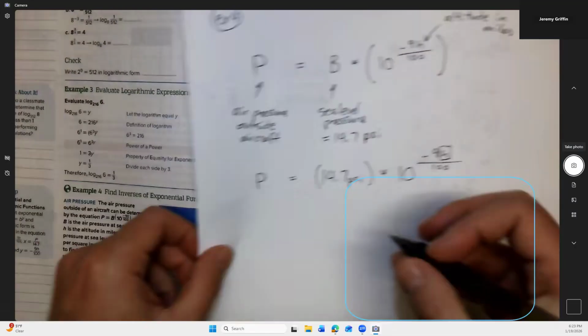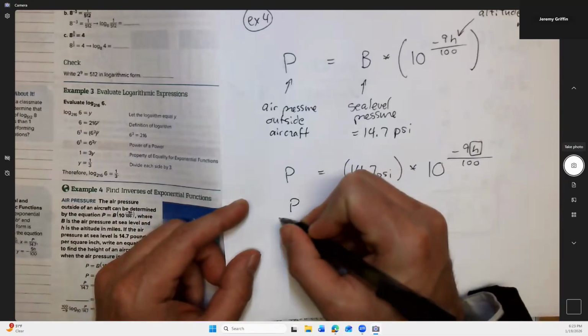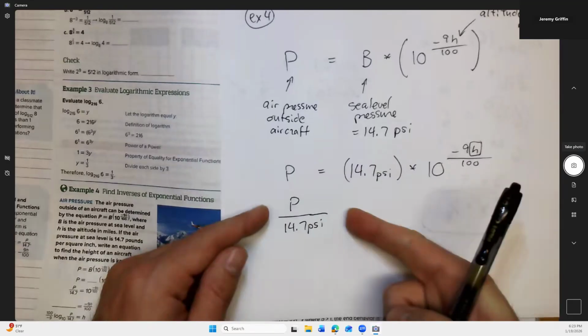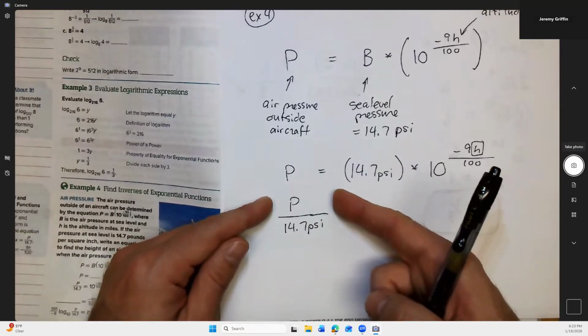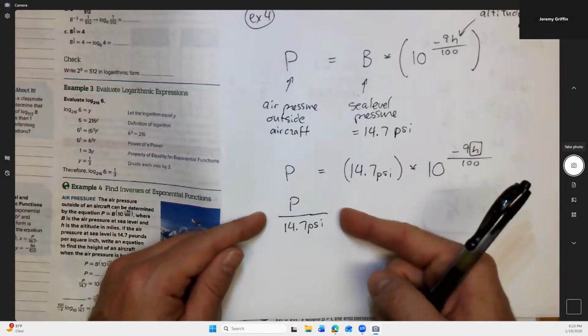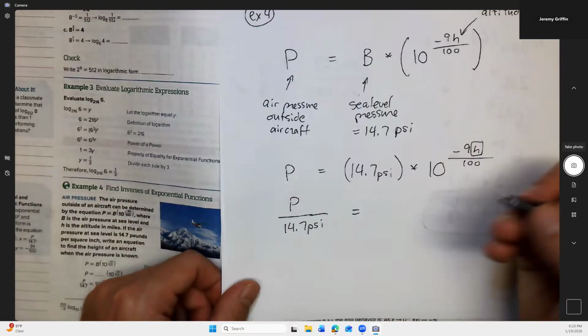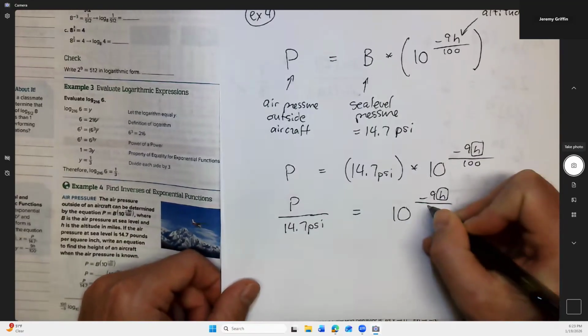Let me go ahead and divide by 14.7 first. So P divided by 14.7 psi. Already this looks like a ratio. What's the pressure right outside the plane at a high altitude compared to sea level? Maybe it's like 70% or 50%. That equals 10 to the power of negative 9H over 100.